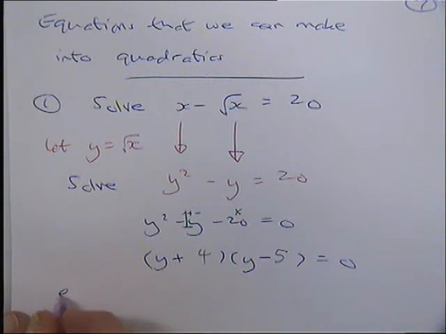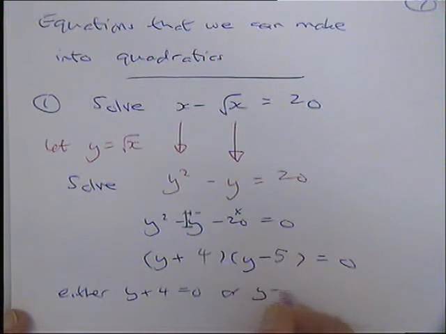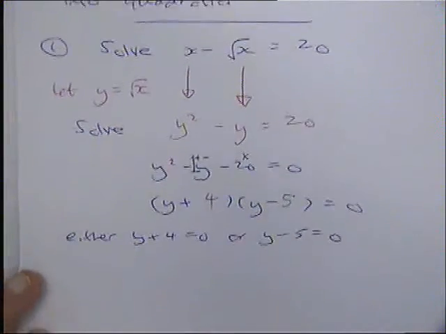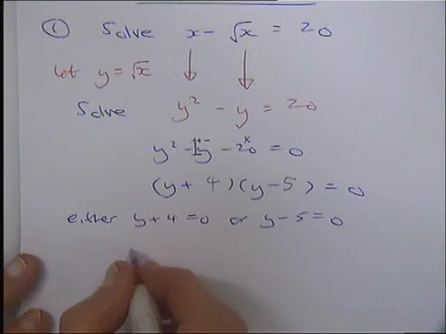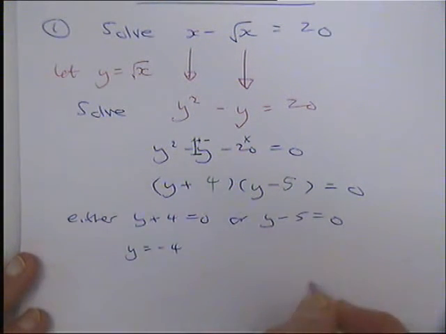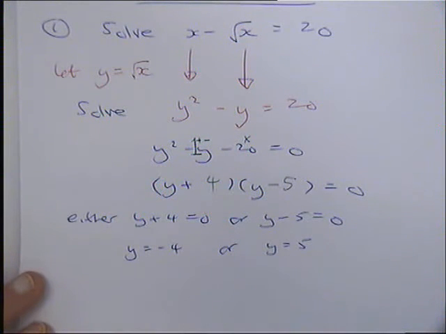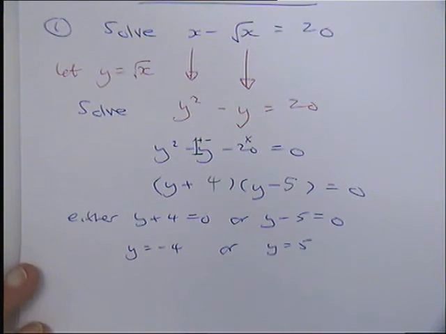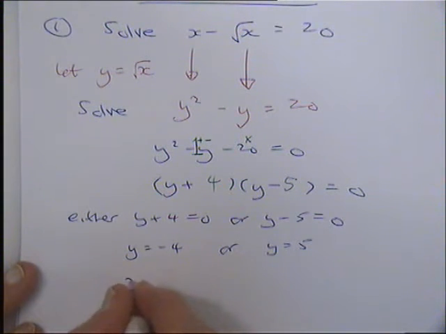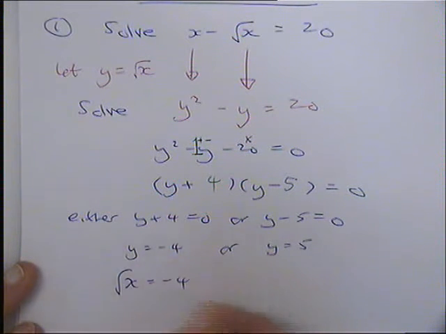If I factorise it, that means either the first bracket equals 0 or the second bracket equals 0. Well, if y plus 4 equals 0, that means y equals minus 4. The second bracket equals 0, y minus 5 equals 0, that means y is equal to 5. But I made y up to help myself out. What's y actually equal to? Yeah, so actually y is the square root of x. So either the square root of x is minus 4 or the square root of x equals 5.